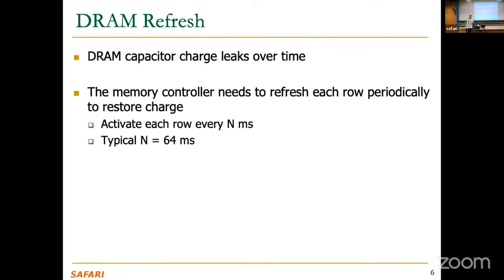So basically what we do is we activate each row every n milliseconds. So this is some periodic operation. It's a type of maintenance operation you need to perform while you're working with DRAM chips. And a typical period is 64 milliseconds. This is true for DDR3 and DDR4 chips, for example.